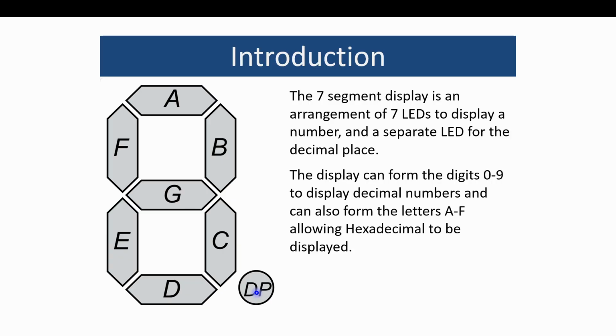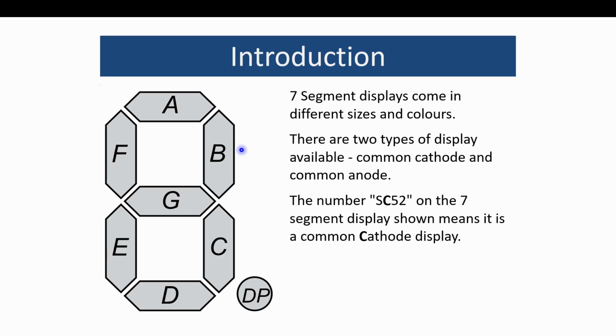Now we are not going to use the decimal point in this video. We are going to use only the 7 segments. Now, 7-segment displays come in different sizes and colors. There are 2 types of displays available: common cathode and common anode. So that means these are basically LEDs and all are connected to each other. If all of them have their cathodes connected, we call it a common cathode. If all of them have the anodes connected, then we say this is a common anode segment display.